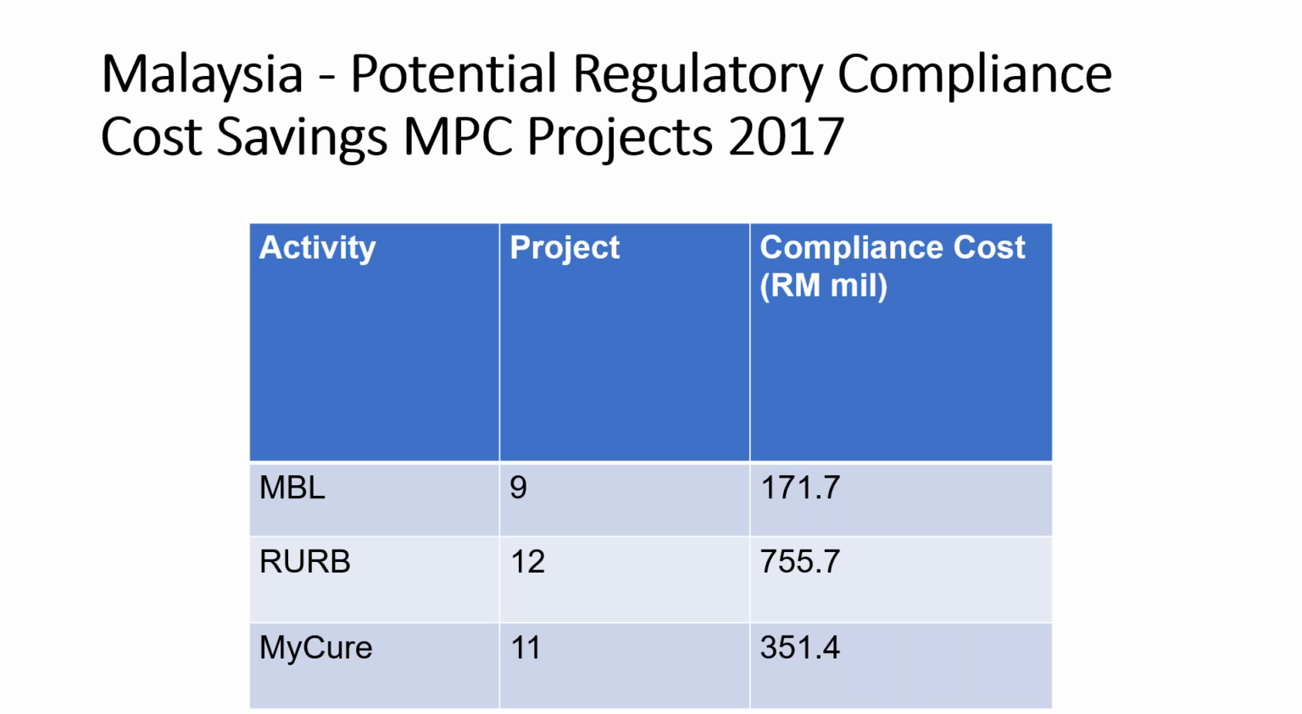So as another illustration, MPC has also been very active in dealing with regulatory reform, and in the projects that they have undertaken in the year 2017, they too found that among these projects, MBL stands for Modernizing Business Licensing, RURB is removal of unnecessary regulatory burden, and for all these projects that they have undertaken, they estimate that if they are able to make improvements, they are able to bring about compliance cost savings that run into millions. Again, that is because a lot of the regulation touches on a lot of business activities.